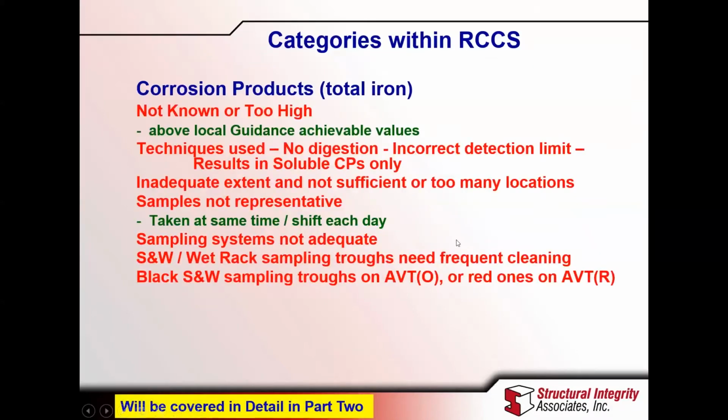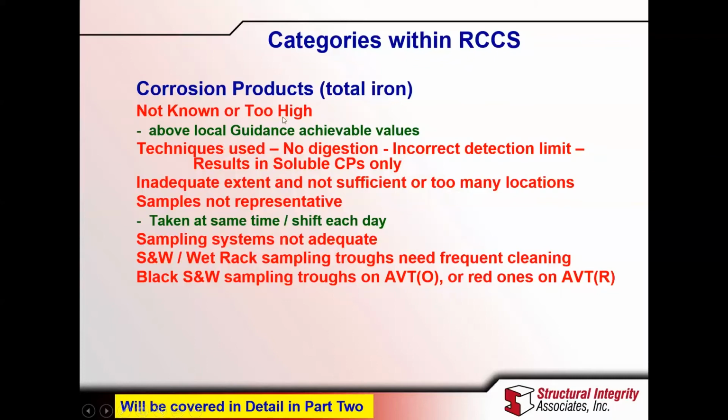So the first one is on corrosion products. So that's the measurement of total iron. And as I already mentioned, you'll see that this is going to be covered in detail in part 2. I just wanted to whet the appetite here by showing you a few of the things that are the most common. So when we visit plants, the corrosion products would be not known, or they'd be too high, above some local guidance achievable value. Local guidance can be any of the organizations that develop local guidance for you.